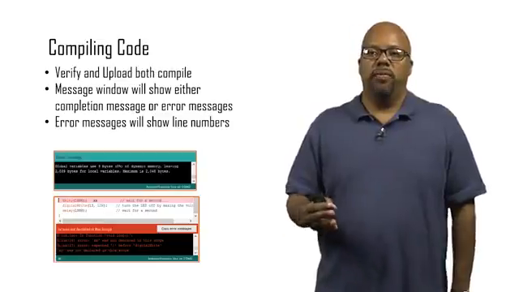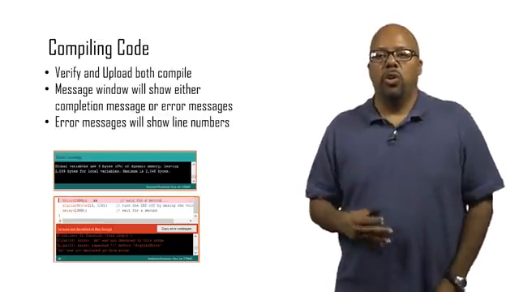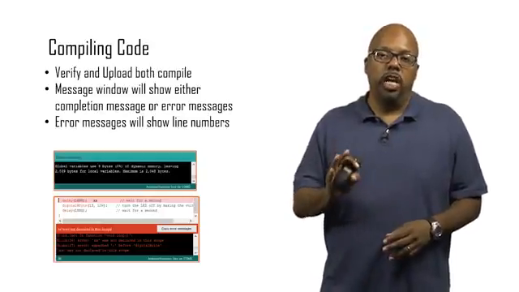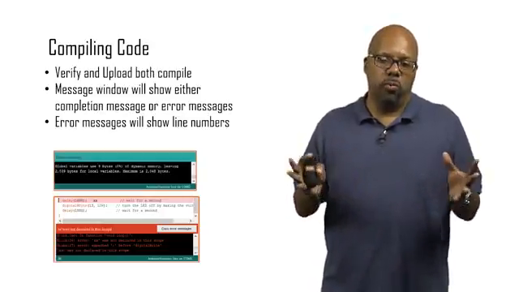Error messages will show the line numbers too. Whenever there's an error inside your code, you want to know where in your code it happened, so it helps you to find the errors somewhat.